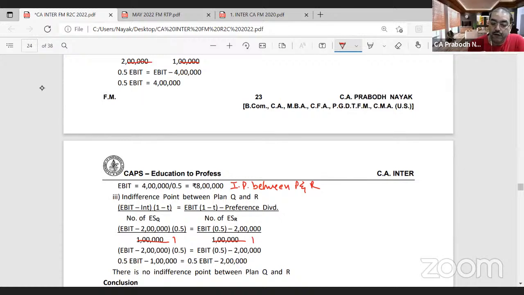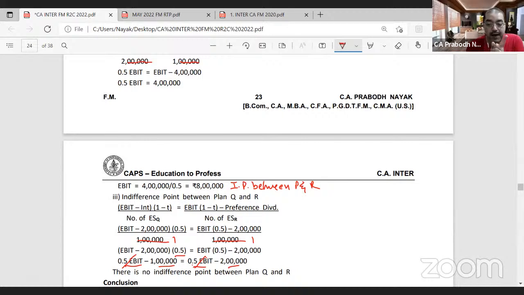EBIT minus 2 lakhs into 0.5 is equal to EBIT into 0.5 minus 2 lakhs. Now when you open out the bracket, 0.5 into EBIT is 0.5 EBIT, and 0.5 into 2 lakhs is 1 lakh. So it is 0.5 EBIT minus 2 lakhs. Now 0.5 EBIT and 0.5 EBIT cancel, and therefore there is no indifference point between plans Q and R.